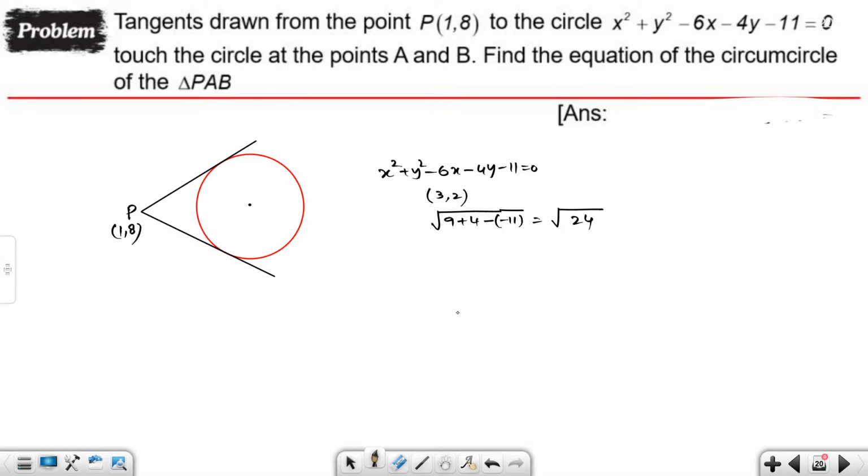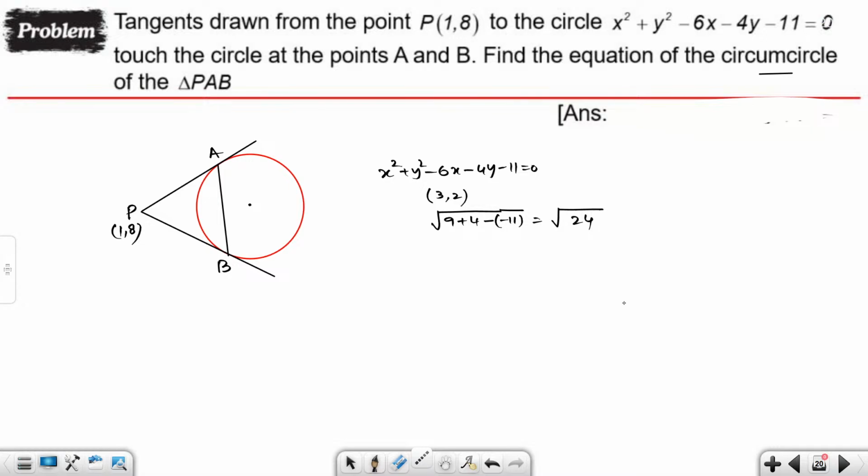Okay, very good. So this is my A and this is my B, let us say. These are the 2 points where the tangents are drawn from point P. Now, all I have to find out is the equation of the circumcircle of the triangle PAB. Is it clear? Okay. Now, what I'm doing here is a very interesting thing.